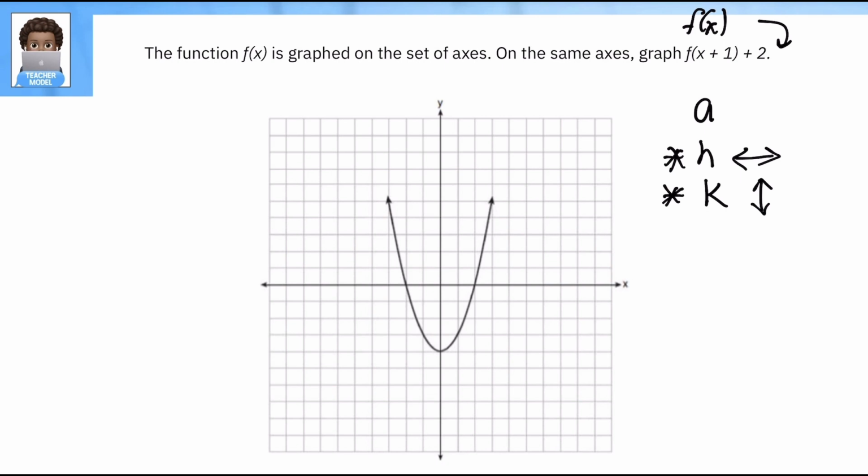Since H is a positive 1, that means we're going to go to the left one time, and since K is a positive 2, we're going to go up 2 times. So that's what we know is going to happen. And to graph that without using a graphing calculator, I'm just going to take some points, use these 3 points to help guide me, and make those shifts to the left once and up 2. So I'm going to go left once, up 2, up to this point. That's literally all I'm doing.